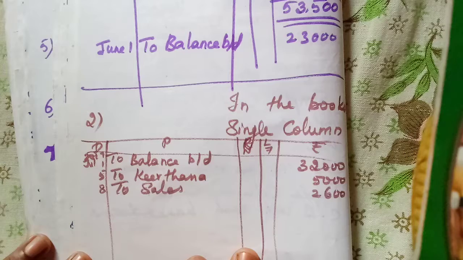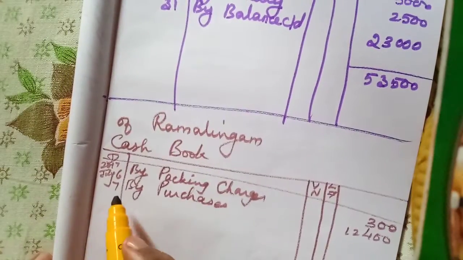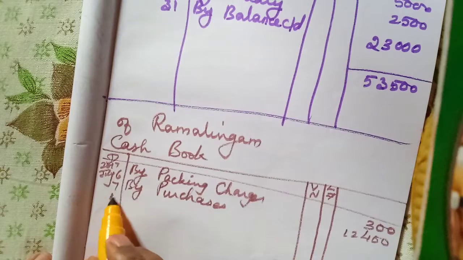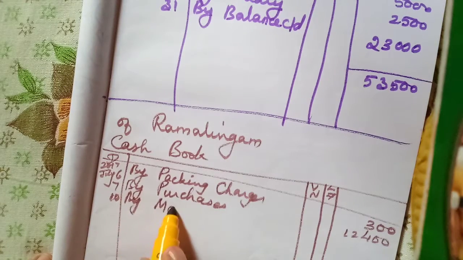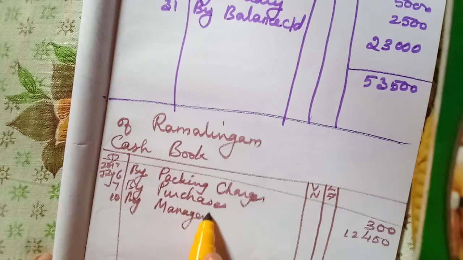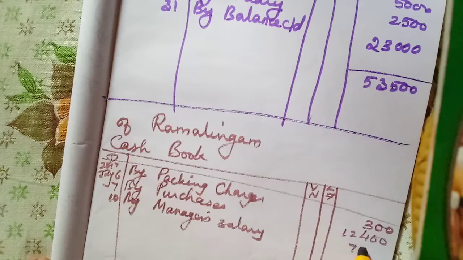Paid salary to manager in cash. So payment. Date 10, by manager's salary, 7,000.